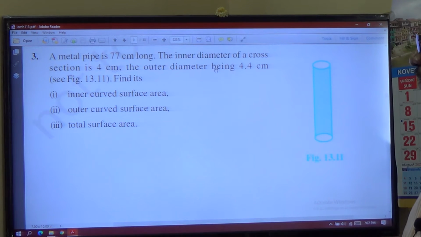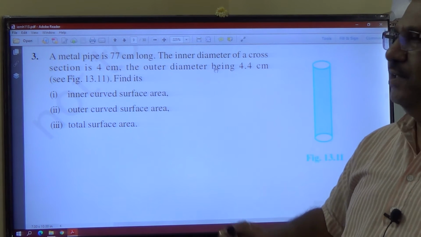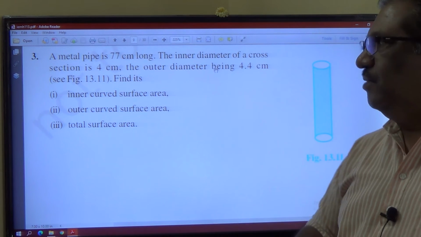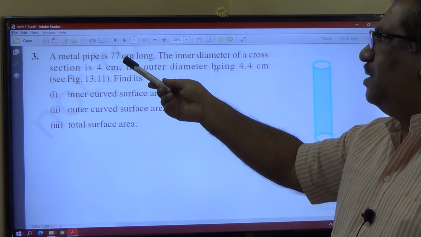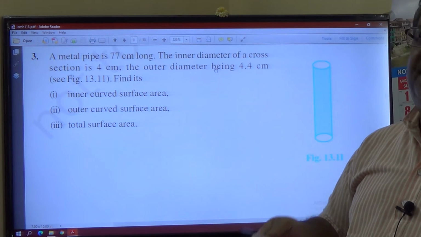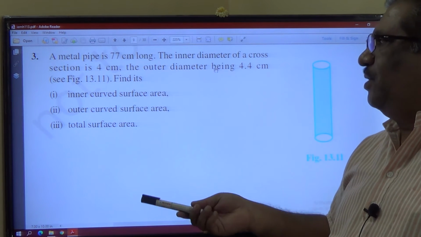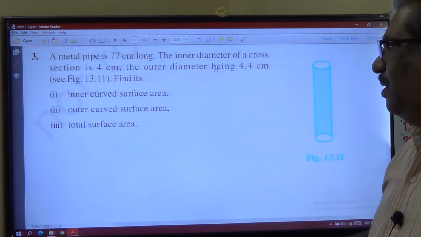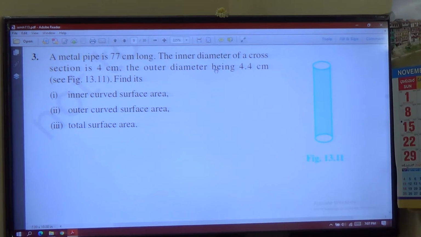Very simple problem. See, inner diameter is given, so inner radius you can calculate. Outer diameter is given, outer radius you can calculate. What about the height? 77 centimeter long means it is height basically given to you. So all the information, small r, capital R as well as h is given to you, and by simply applying the formula you can calculate. So come, let's solve this on the board now.